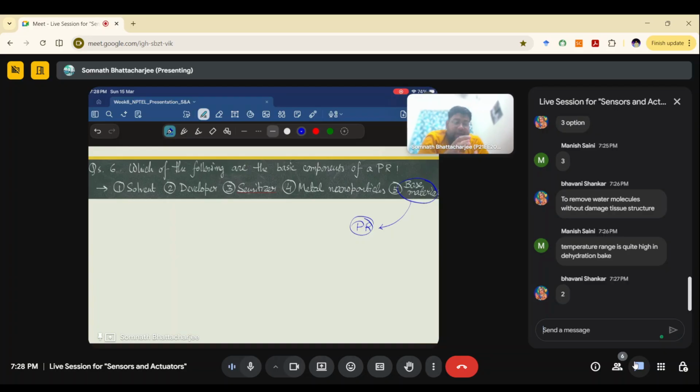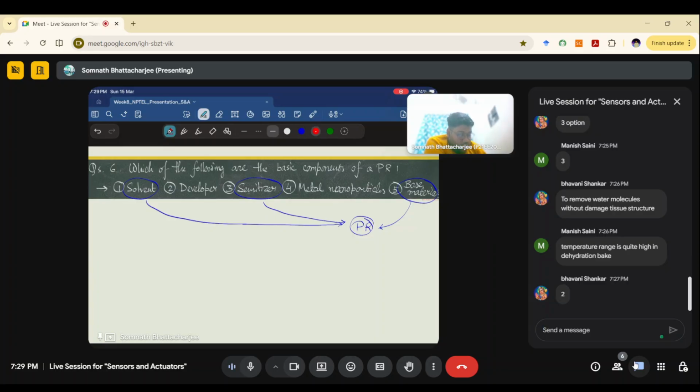So in case of any kind of organic polymer or something like that, we have a base material or base powder, right? With that, we have the solvent. Everything is completely soluble inside the solvent. But for PR, we need specifically a sensitizer as well. So these three are the complete components of a PR. It has the base material, it has the solvent, and it has the sensitizer, right?